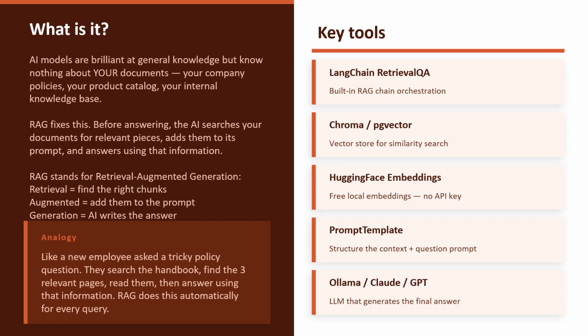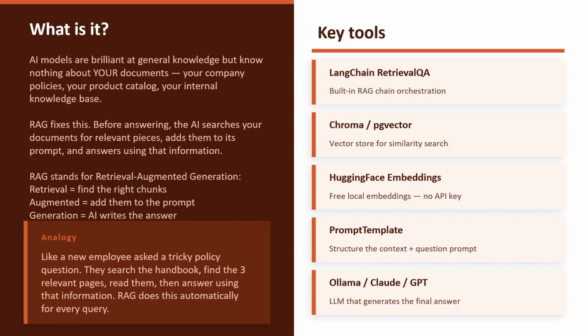Think of it like a new employee asked a tricky policy question on their first day. They do not know the answer off the top of their head. So they search the company handbook, find the 3 most relevant pages, read them quickly, and then answer the customer using what they just found. RAG does exactly this, automatically, for every single query.